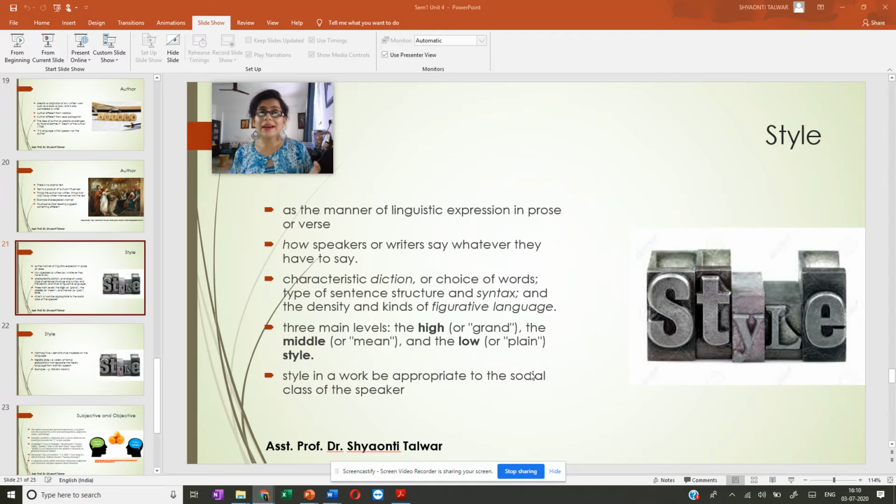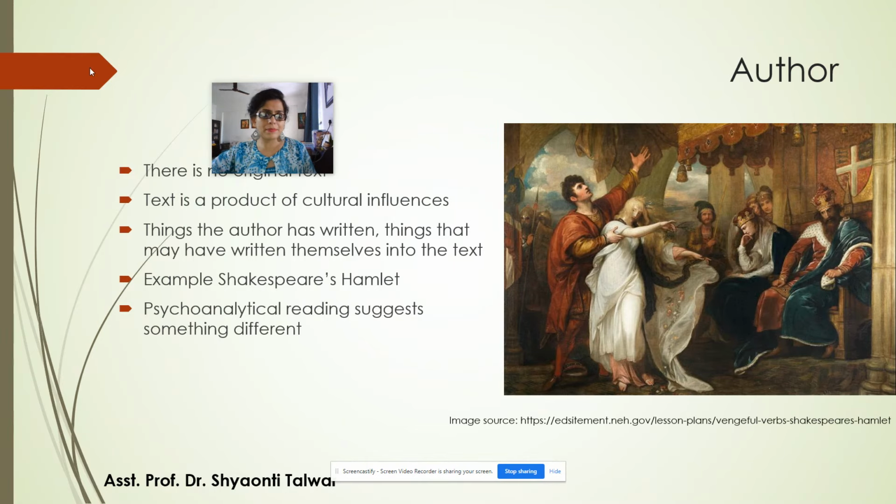Now, style again needs to be appropriate; it needs to match the social class of the speaker. So for example, if the character belongs to the working class, then the language that the character utters needs to realistically reflect the social class of that particular character. If it's a king speaking or if it's a queen speaking, then the style has to match the character. Okay. Moving on.